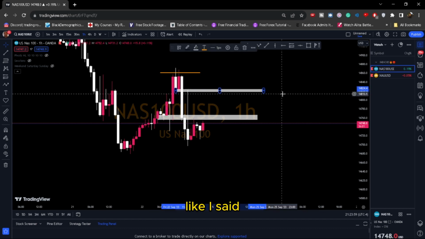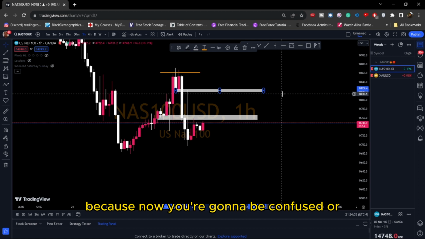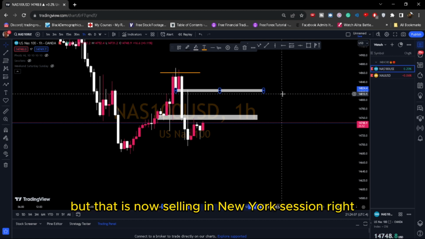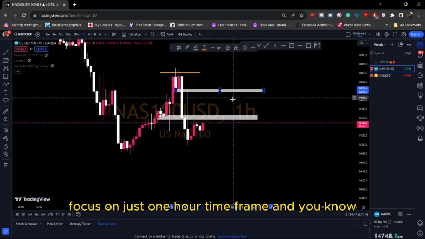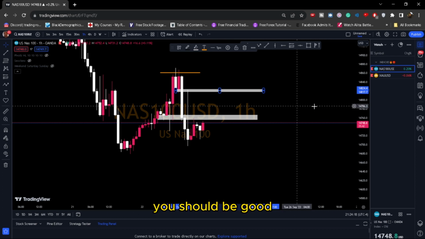That's why, like I said, you always trade one session, because that mitigates your decision making. Otherwise you're going to be confused. Oh, it's buying in the London session, but it is selling in the New York session. So focus on one session, 1 to 3 pairs or 1 to 2 pairs. Me, I'm focused on 2 pairs, and focus on just the 1 hour time frame, and you should be good.